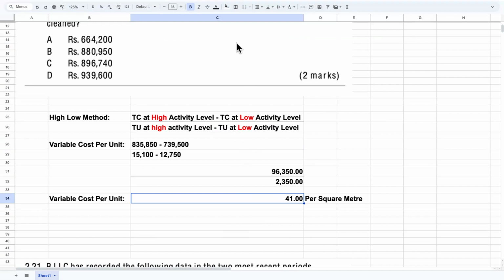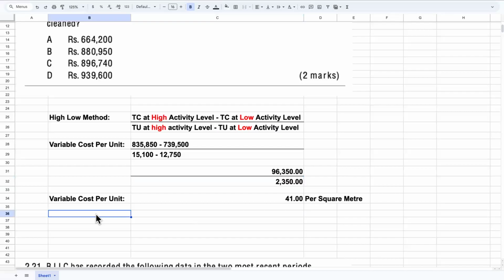Aparna, Amjad, Avsar. Very simple, right? We have to start from the highest activity level. We have to identify the lowest activity level. And we have to see what the total cost is for the highest activity level, and what the cost is for the lowest activity level. Very simple question.